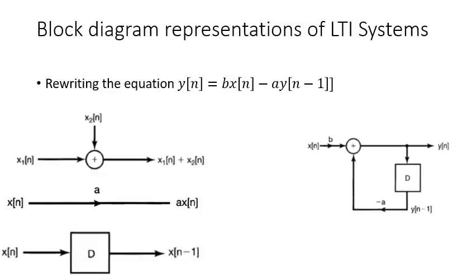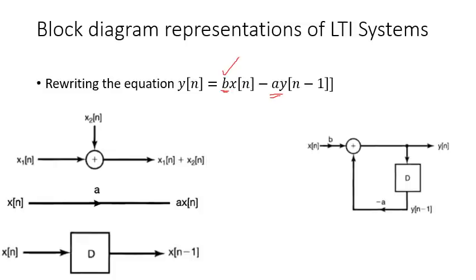To represent it in the block diagram, first we write it in the recursive format, that is, we write the output on one side and inputs and the previous value of the output on the other side. So we have three operations involved here, that is, scalar multiplication, which is b, and another scalar multiplication, which is a.